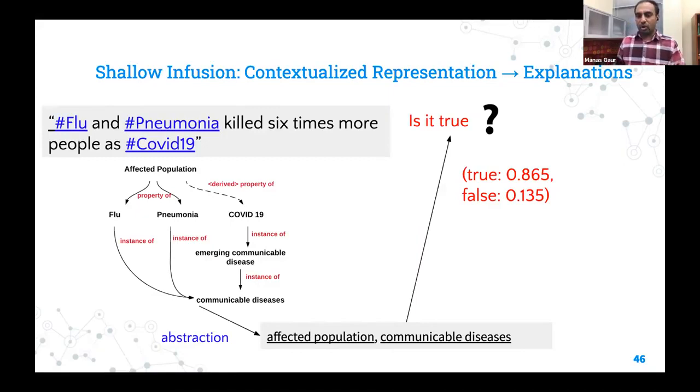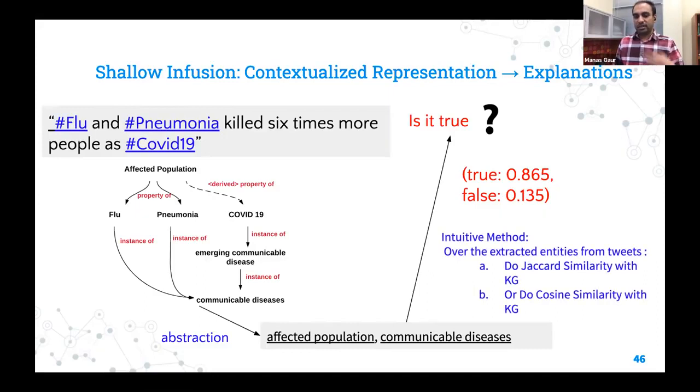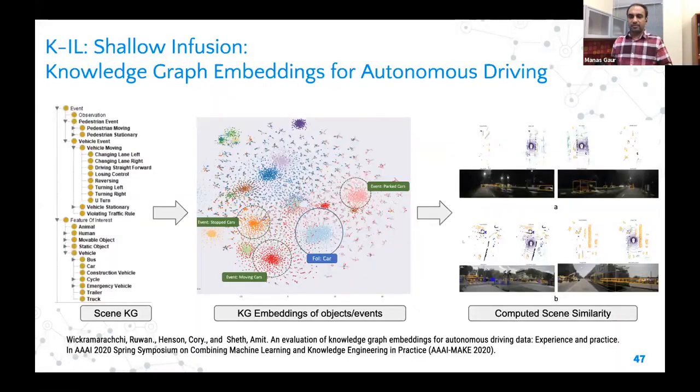So you are gaining more confidence in your data set with this structure. And the intuitive method that we have used is very similar to the Jaccard similarity and cosine similarity, to abstract the content from tweet to this level of concepts. A very simple example that was talked about was the knowledge graph computing the scene similarity in the autonomous driving scenario as well.